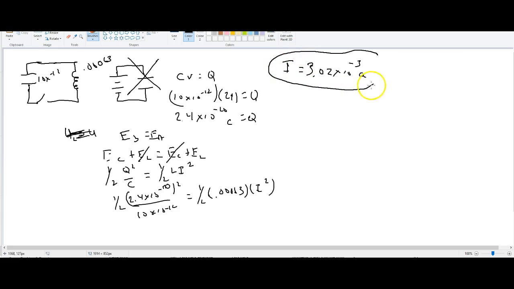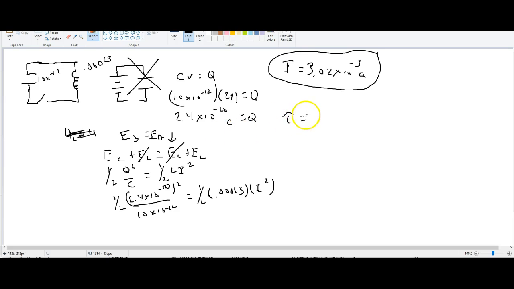And I could, by the way, if they gave me how much charge was left on the capacitor, use that to figure out what my current is at that time. Using the exact same expression, I just have energy for that expression right there, right? All right. B, what's the frequency?